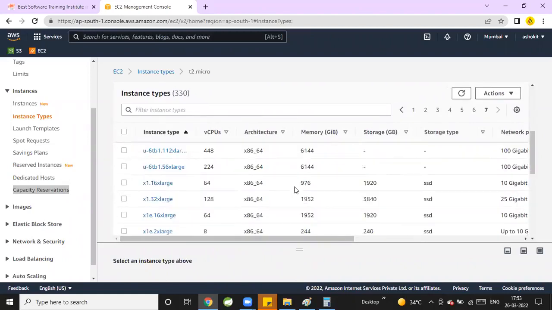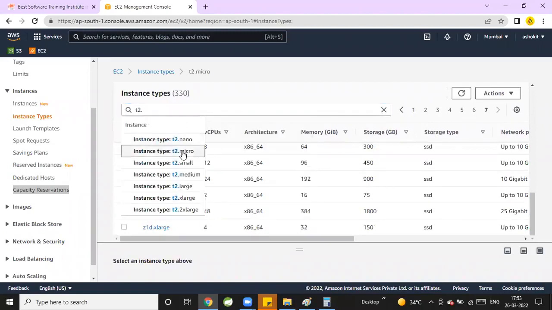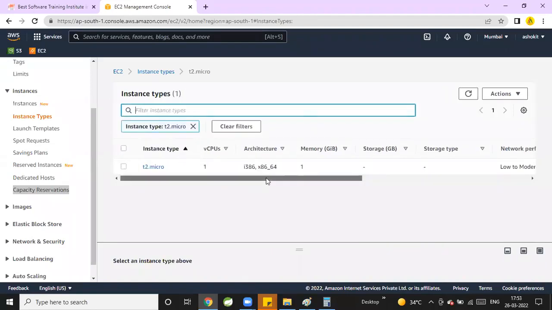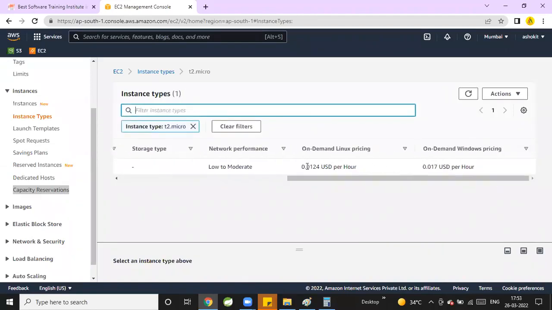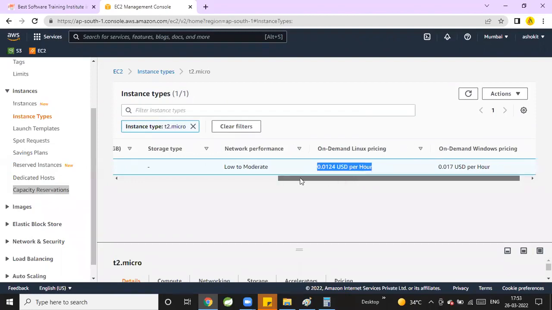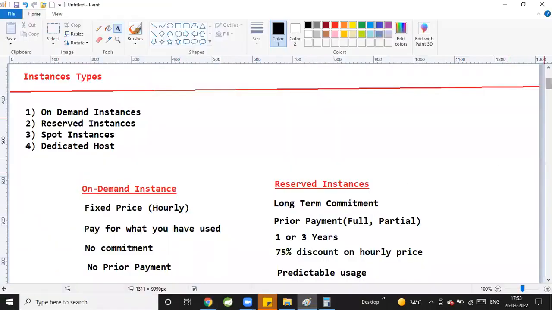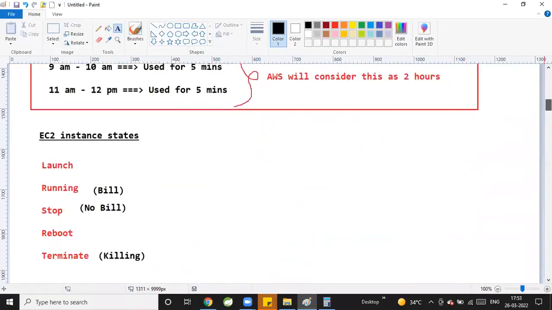T2.micro. How much price is there for T2.micro? 0.01. We are going for which instance? T2.micro. What is the amount they are charging for T2.micro for Linux machine? $0.01 per hour. And one more thing is, if you go for T2.micro, 1 year free, you don't need to pay anything.